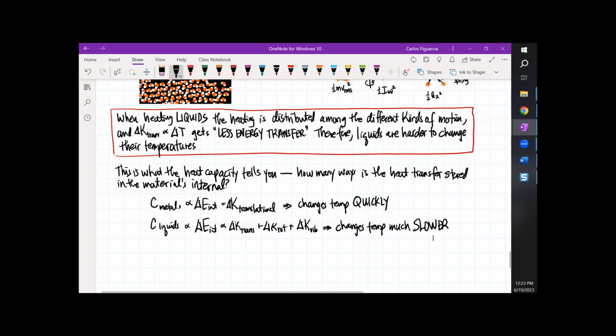So what I want to do here is end this by talking about the misconception of heat capacity of space shuttle tiles.